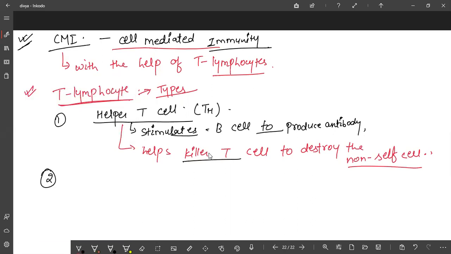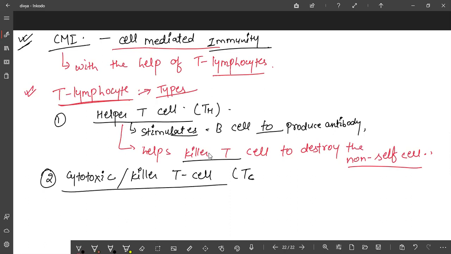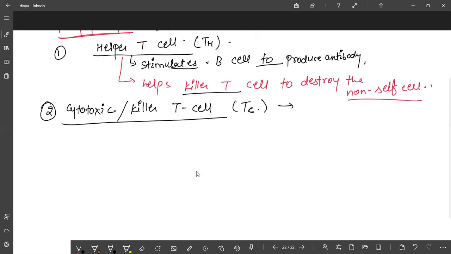Here I have written killer T cells. So this is also called cytotoxic or killer T cell. In short, we write it as TC. Generally, how it will work? Simply, it will kill non-self cell. But how? Because it secretes a chemical that is called perforin.